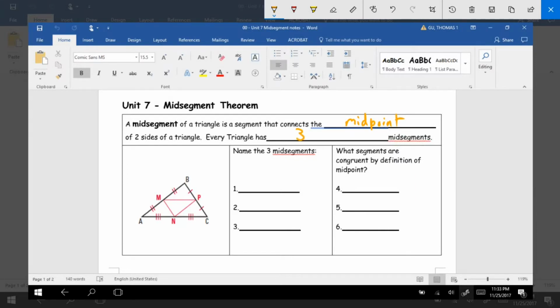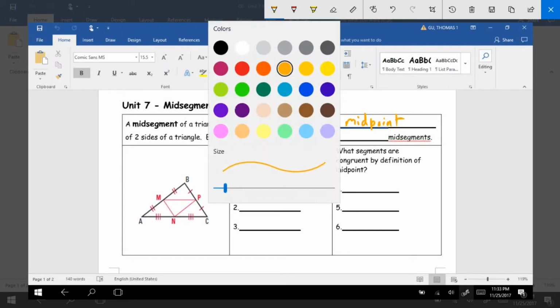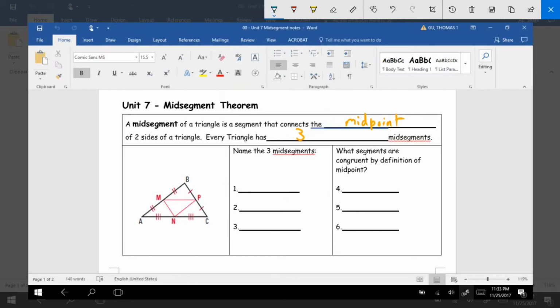So let's take a look at our little diagram over here. I'm gonna go over what it says. Remember, a mid-segment of a triangle is a segment that connects the midpoint of two sides of a triangle. On this triangle, we've got three midpoints. M, that's the midpoint of AB, so AM is congruent to MB. P over here is the midpoint of BC, and that means BP is congruent to PC.